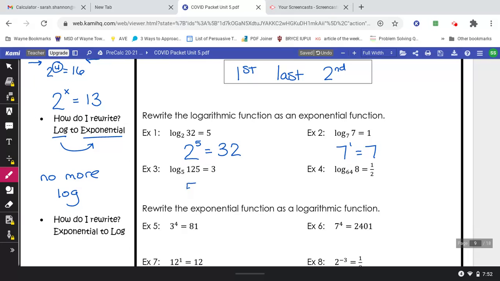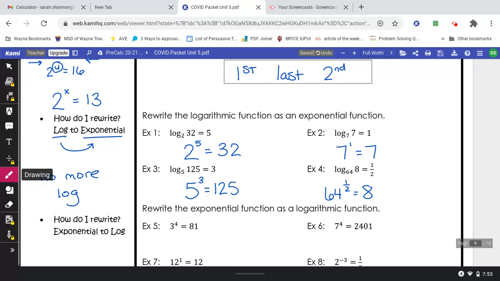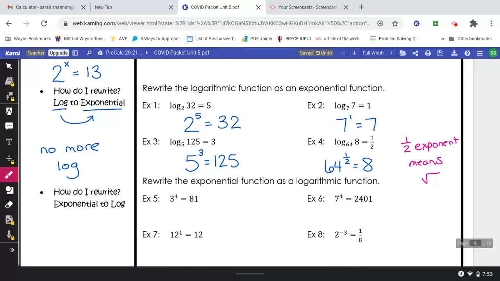Example 3, 5 to the third equals 125. First, last, second. 64 to the 1/2 power equals 8. So right here, I want to point out the fact that 1/2 power is actually the same as taking the square root of a number. 1/2 exponent means square root. So anytime you see that 1/2 exponent, make sure that you know it's talking about a square root.